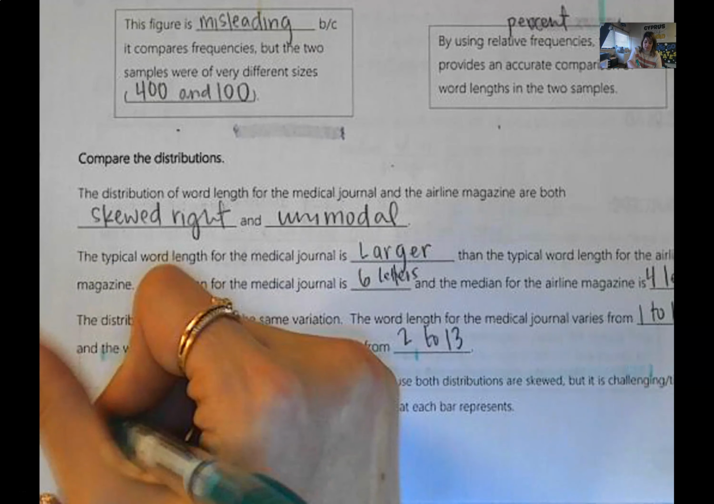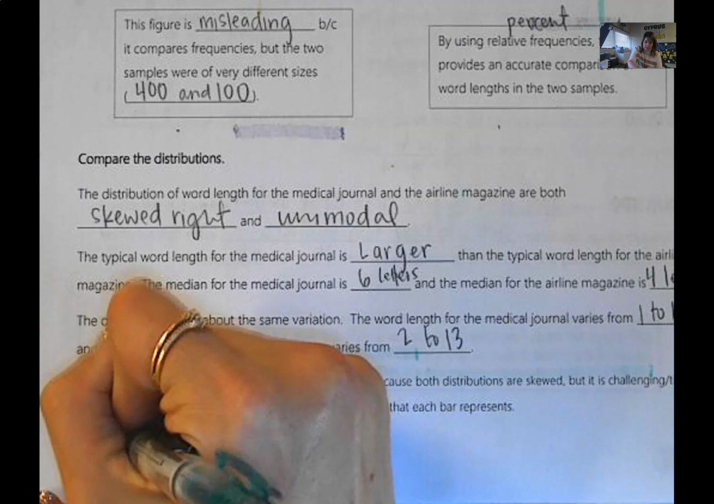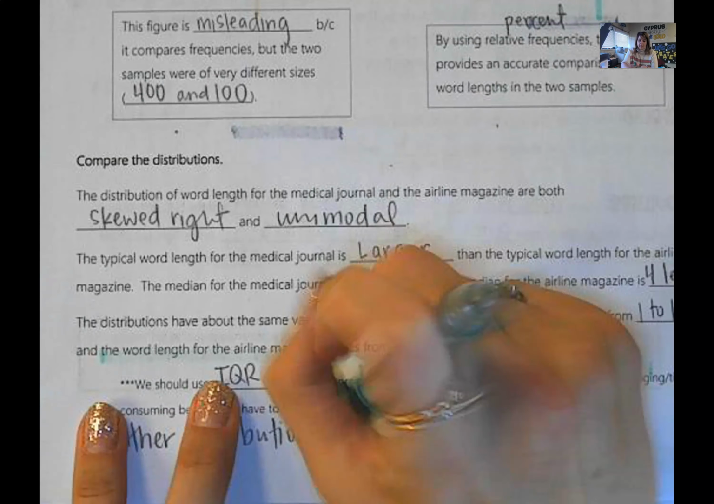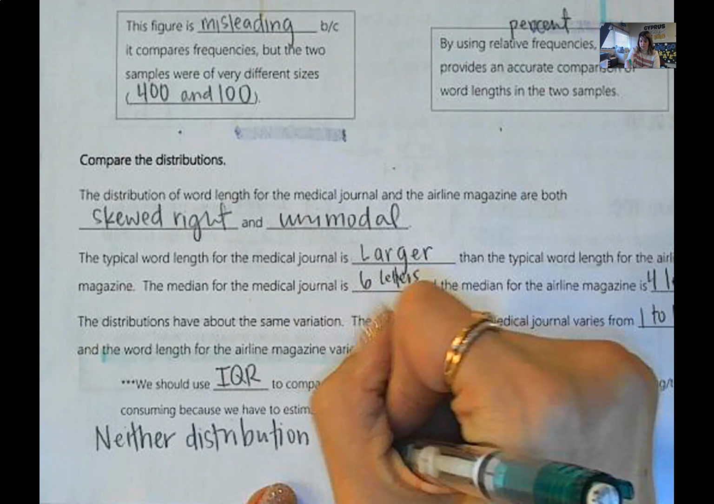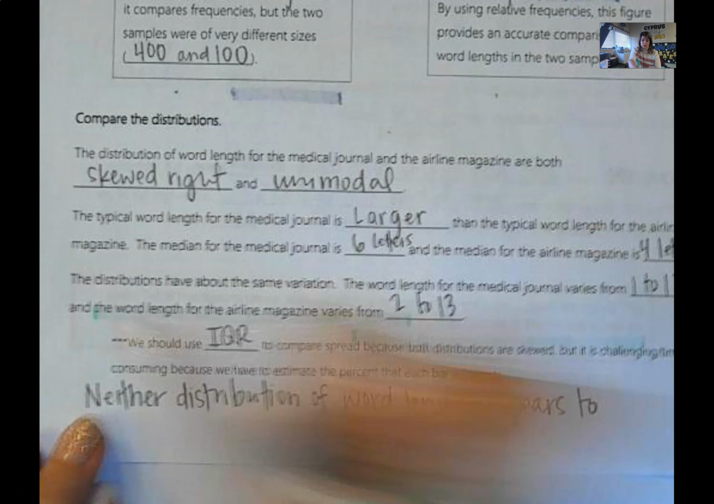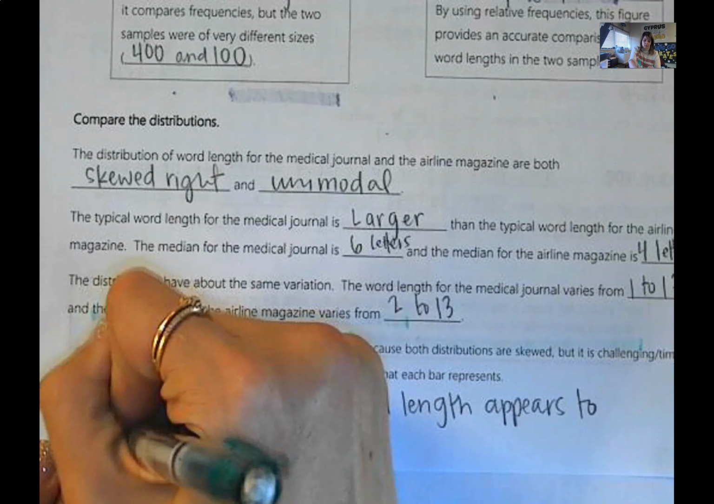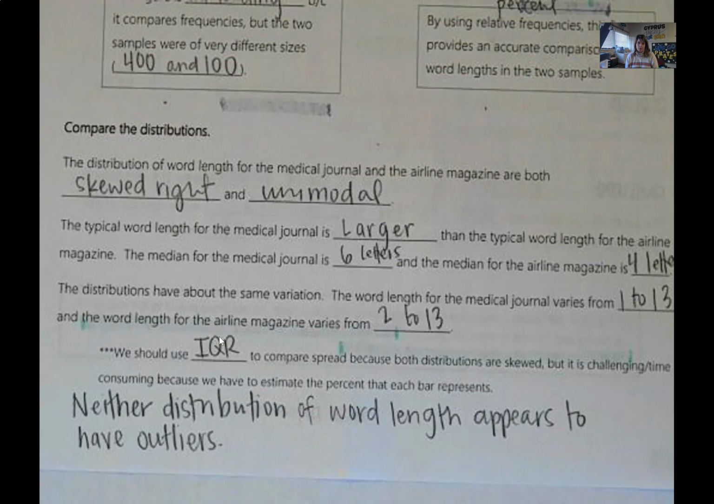So I'm going to say neither distribution of word length appears to have outliers. Neither distribution of word length appears to have outliers.